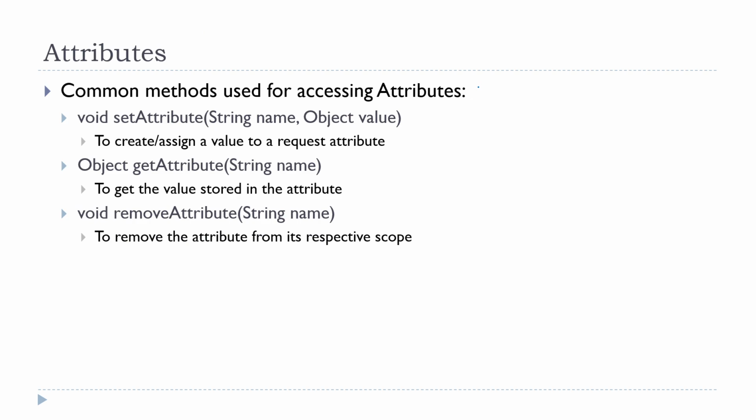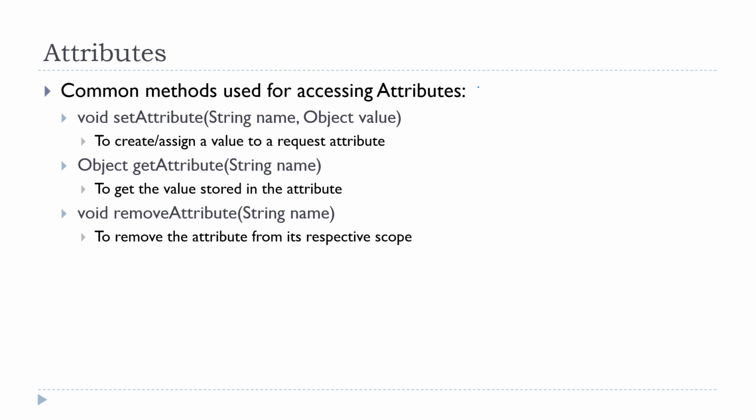To access the attributes, we will be using these three methods. The setAttribute method will be used to set a given object as an attribute in some scope. We'll have to pass the name of that object so that we can use this name to get the attribute or to remove the attribute later. And we will be passing the value, which is going to be an object. It can be any object, a Java predefined type or a user defined type. So we will use this method to set the object in our scope.